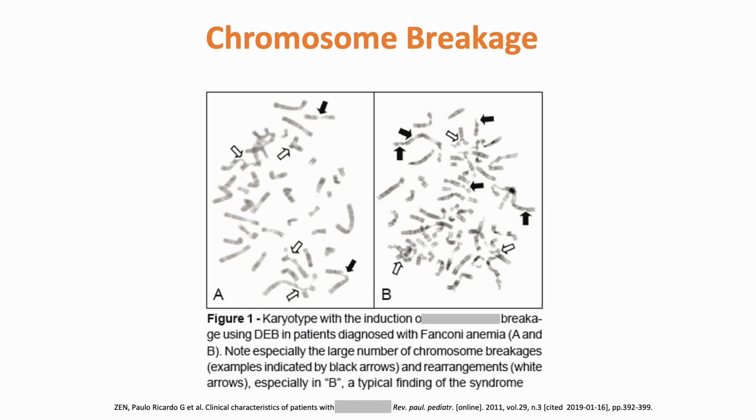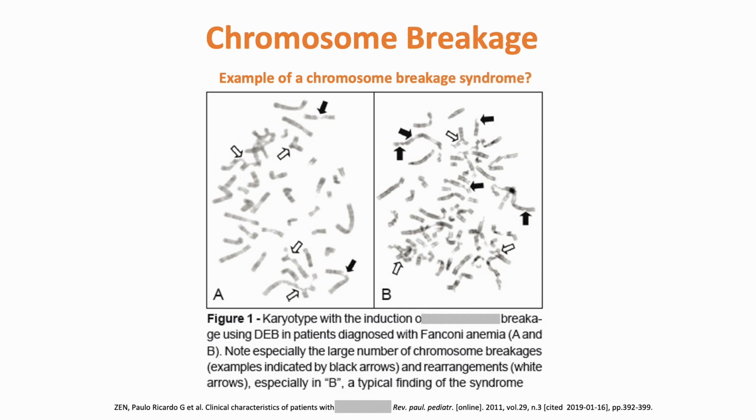The process begins with collecting a sample, typically blood, and isolating lymphocytes. These white blood cells are then exposed to specific agents to stimulate cell division. Once the cells are dividing, they are treated with a chemical to halt the division process during metaphase when chromosomes are most visible. The cells are then harvested and the chromosomes are stained to enhance visibility.